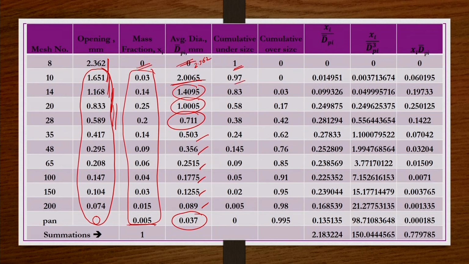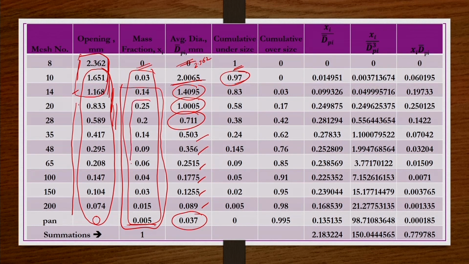Next, what is the fraction of material whose size is smaller than 1.651? Except 1.651 itself and 2.362, all other openings are smaller than 1.651. The corresponding fractions, if you add them together, give the value to be entered here, that is 0.97. Likewise, for Dp equal to 1.168, except these top three, all other screen openings from mesh 28 to mesh 200 and pan are smaller than 1.168. The corresponding mass fractions from 0.25 onwards to 0.005, added together, give 0.83.